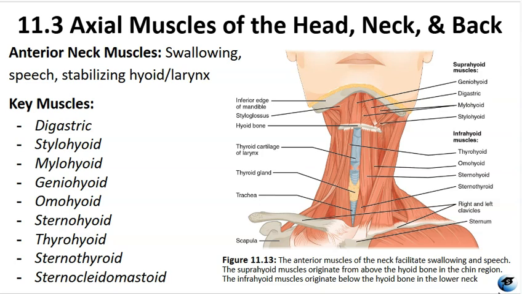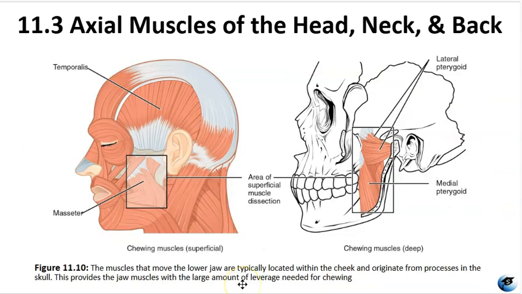The last one on this list is the sternocleidomastoid, which divides the neck into anterior and posterior triangles and facilitates head rotation and flexion. Figure 11.10 illustrates the muscles of the jaw, highlighting the masseter and temporalis muscles.